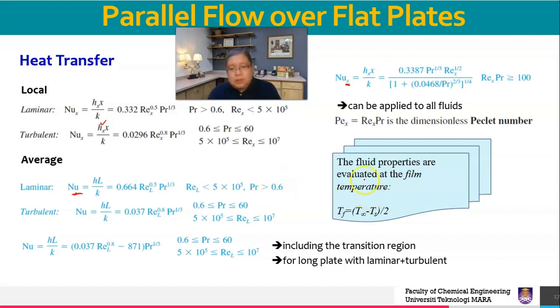So I think the most important part that I have to emphasize is this point. The fluid properties are evaluated at the film temperature. What does film temperature mean? It is basically the temperature in between the surrounding and the surface temperature. Then from this TF, or sometimes we call it T reference, you can get the values of rho, K, Cp. You can also get the Prandtl number from that as well.